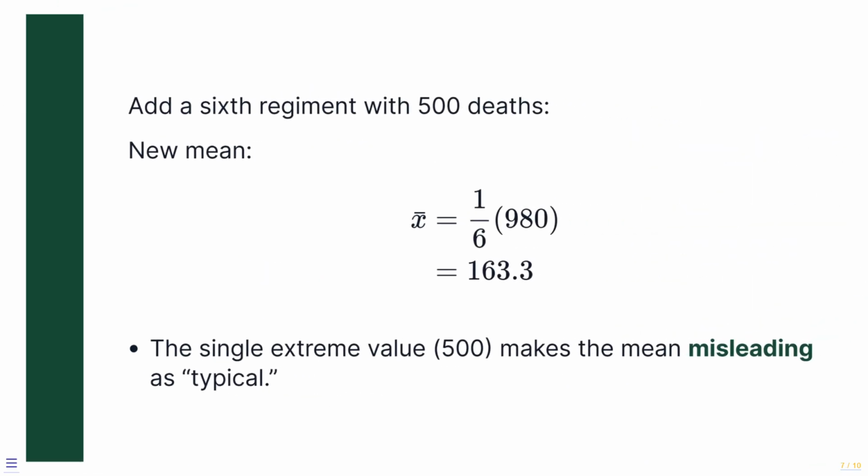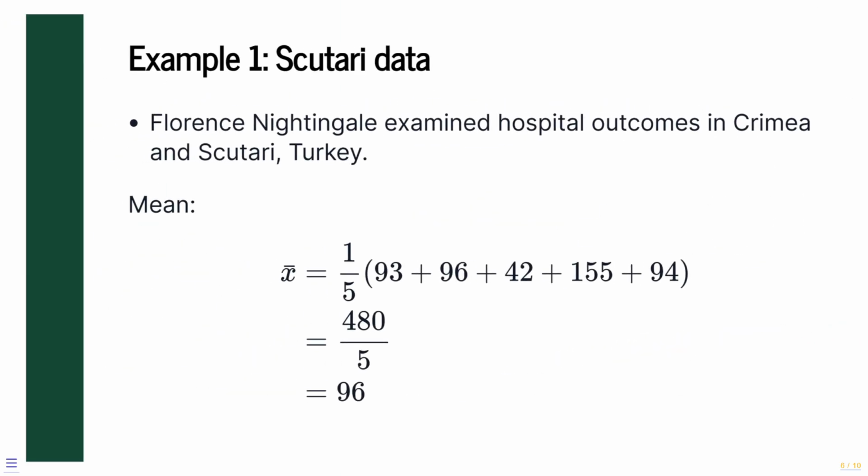The mean is the sum of the 5 values, which is equal to 480, divided by the sample size of 5. This equals a mean of 96. At first glance, 96 seems like a reasonable typical value for these data.